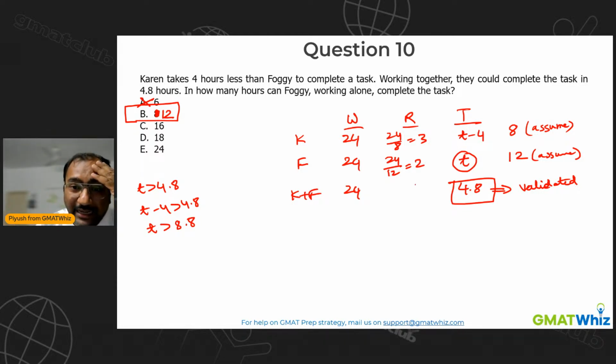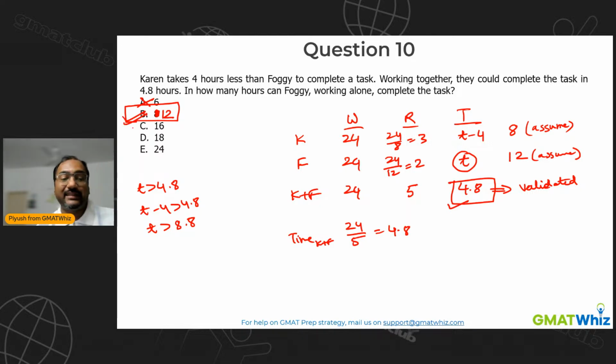Okay, so the rate combined would be 5. So if the combined rate is 5 and 24 is the work, the time for K and F would be 4.8, which is matching with the correct time. That means my assumption was correct, and that is my correct answer. Okay, not 12, but 6, which is half of it. See how simple it became.